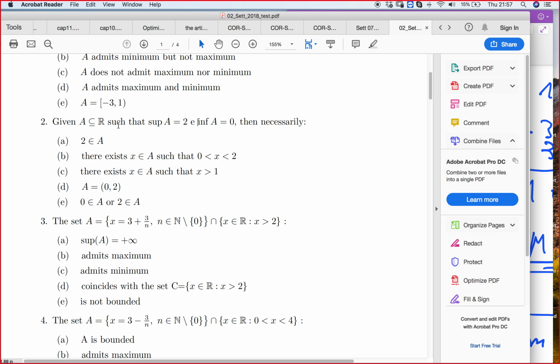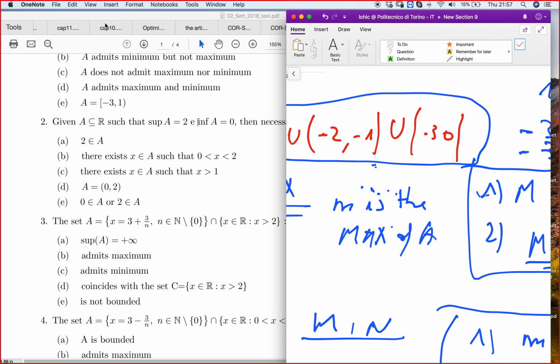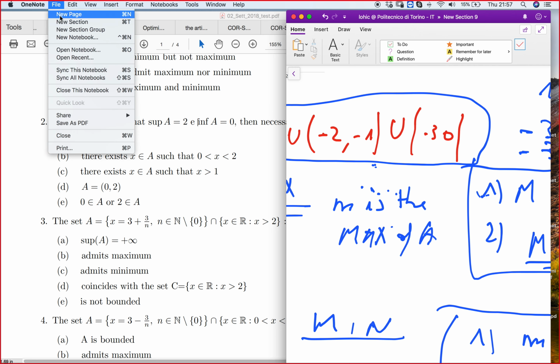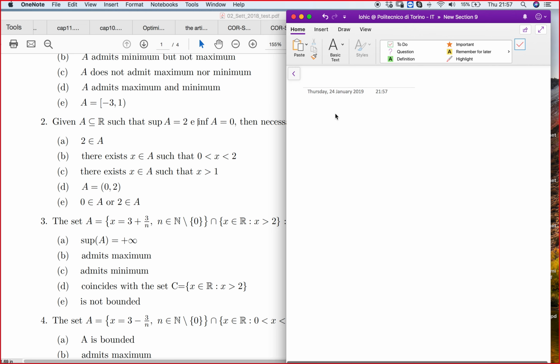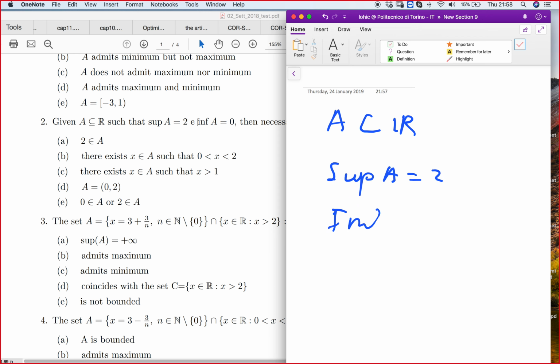Now, given A included in R such that the sup of A is 2 and the infimum of A is 0, then necessarily, so what we know, the only thing we know is that A is included in the set of real numbers, and that the sup of A is 2 and the infimum of A is 0. Okay, what can you conclude? Then 2 belongs to A, you agree?